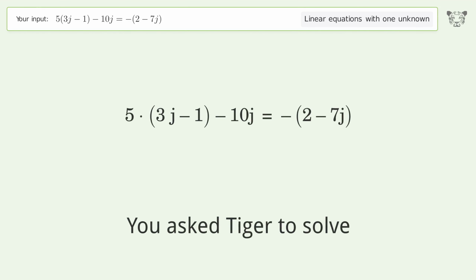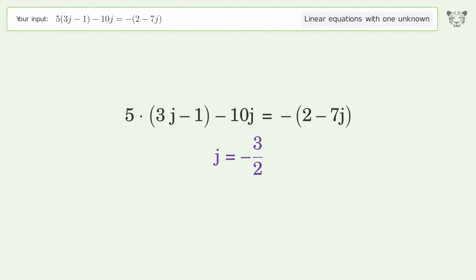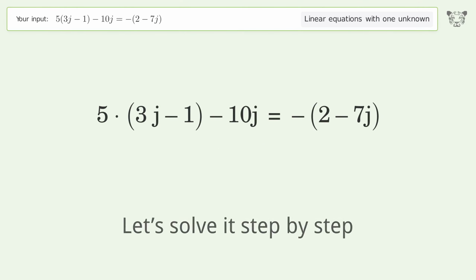You ask Tiger to solve. This deals with linear equations with one unknown. The final result is j equals -3/2. Let's solve it step by step.